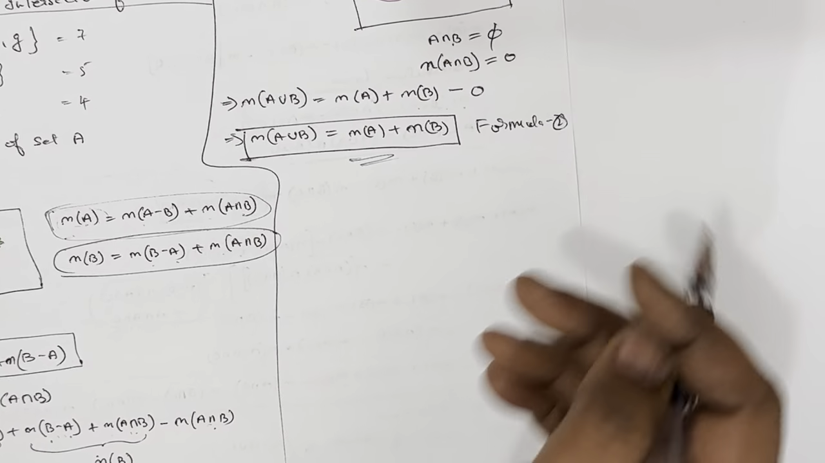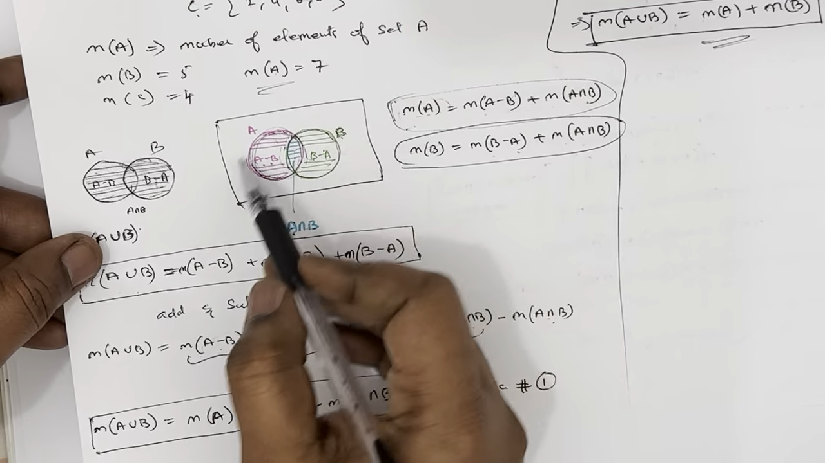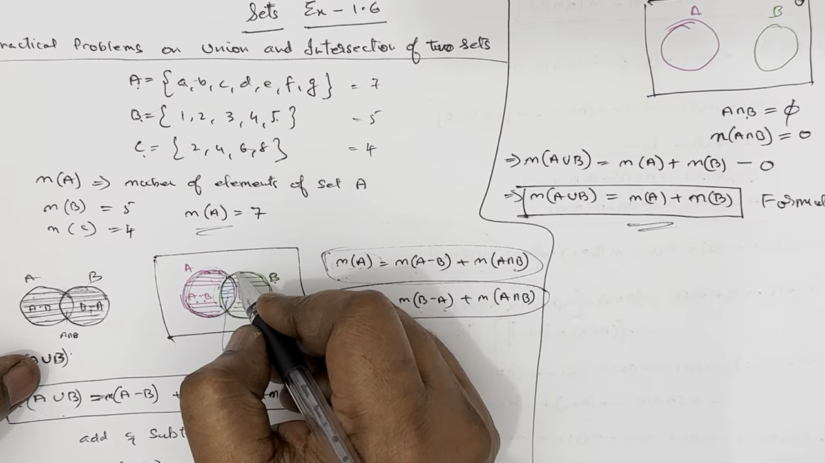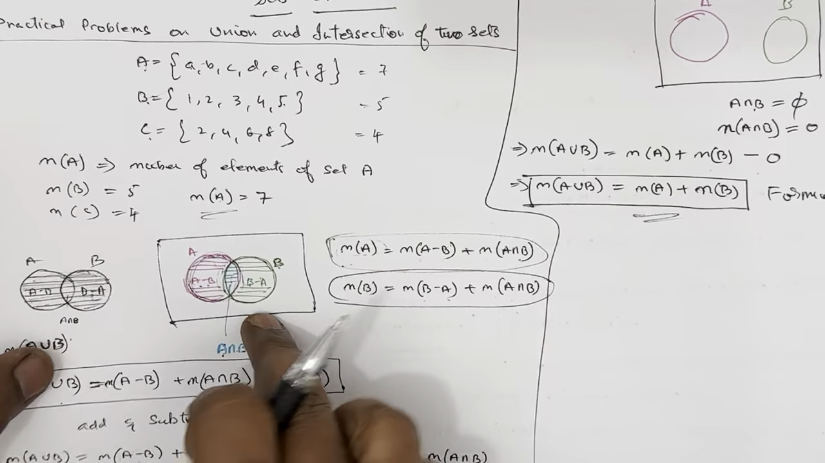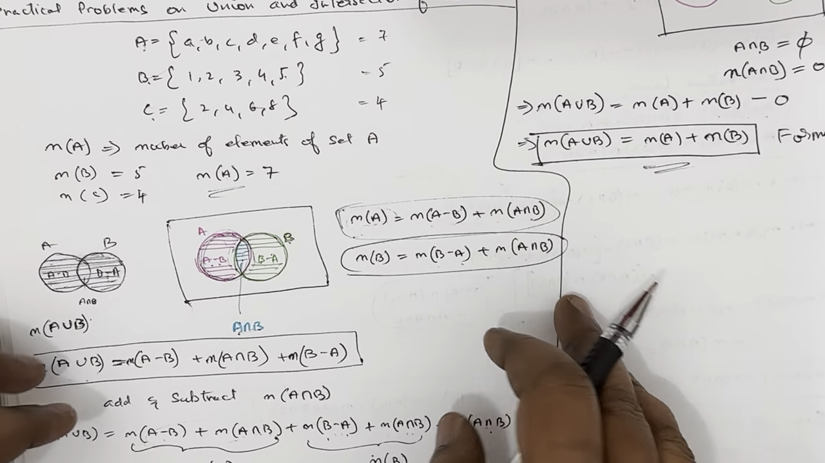So we have two formulas to find the total number of elements of A union B, for both joint set and disjoint set. That's it. Now let's see the next formula.